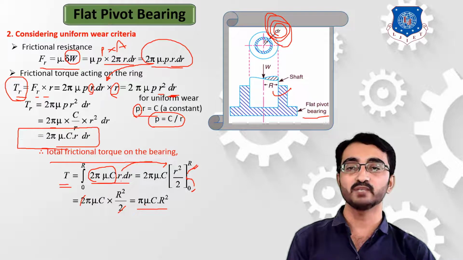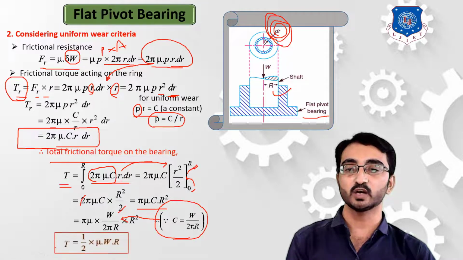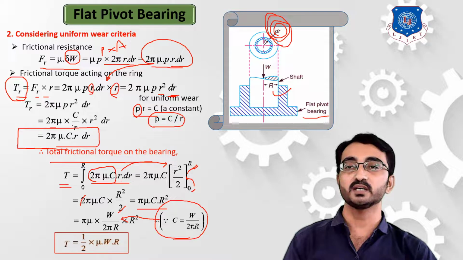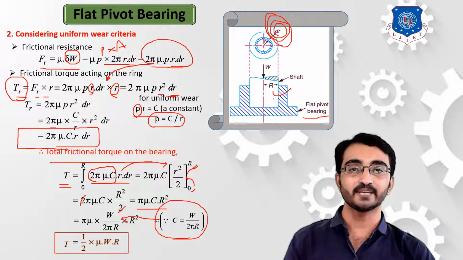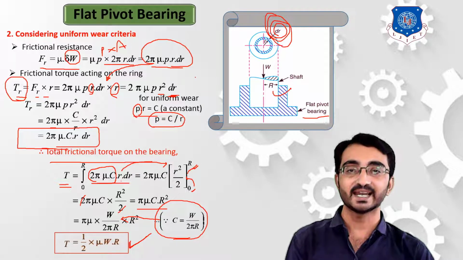Now we have derived the equation for constant in our previous slide, that c is equal to w upon 2 pi r. So we will put that equation in our constant term value. So we will get the final equation, that is the total torque which is transmitted by using a shaft and a flat pivot bearing, T is equal to 1 by 2 mu WR. Okay, so this is a simple equation by using a uniform wear criteria. In this way, we can design the flat pivot bearings.